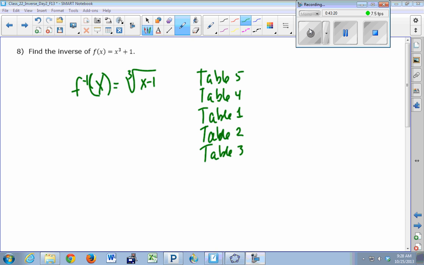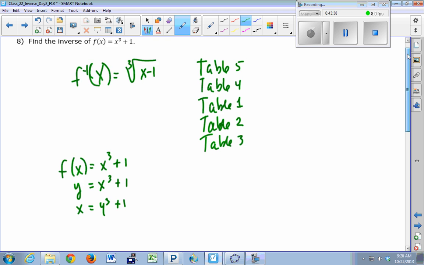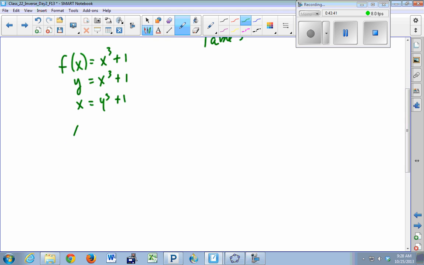Let's quickly go through the steps. The steps say to take your original function, replace f of x with y, then do your switcheroo. You switch your x and y, so you get x equals y cubed plus 1. Switch and solve. Now solve this for y. So it's x take away 1 equals y cubed.